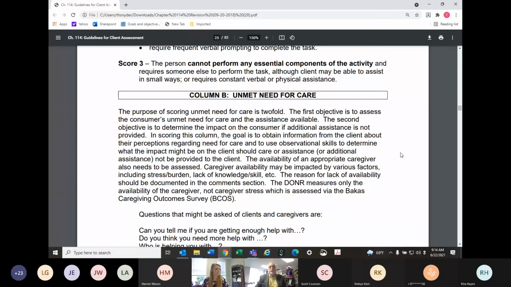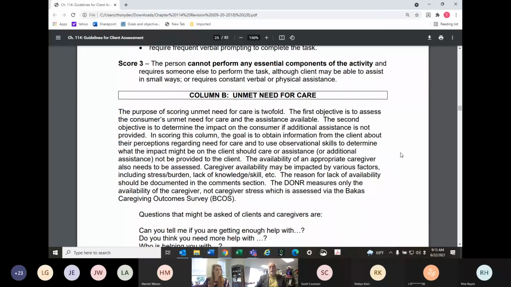there are two purposes for scoring unmet need. The first is to identify which domains are not being met and what assistance is available. And that's the who helps, how often. The second is to determine the risk to health and safety if additional assistance is not provided.